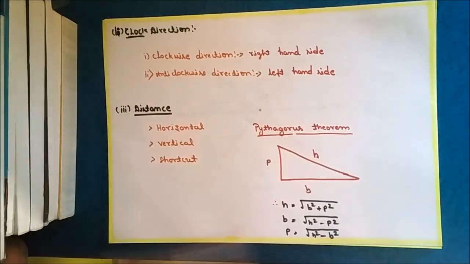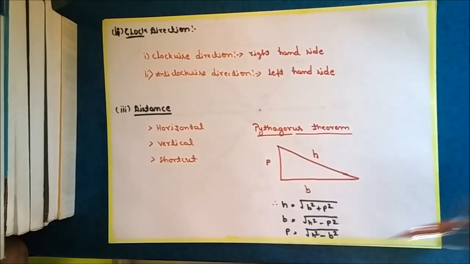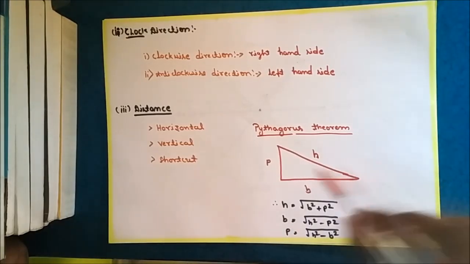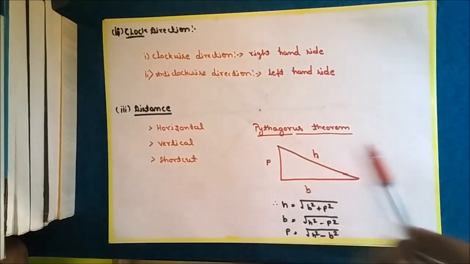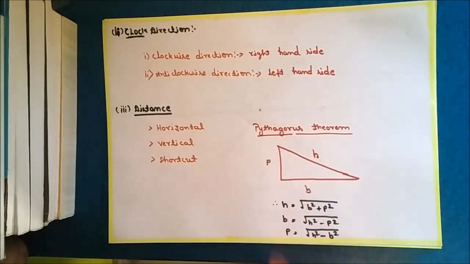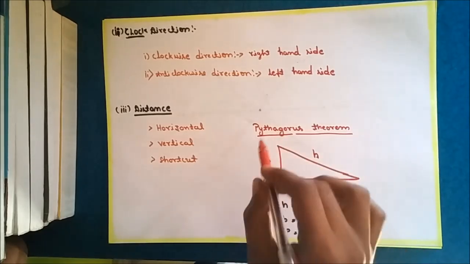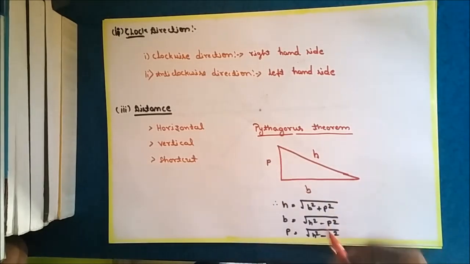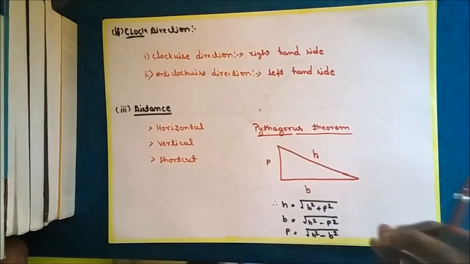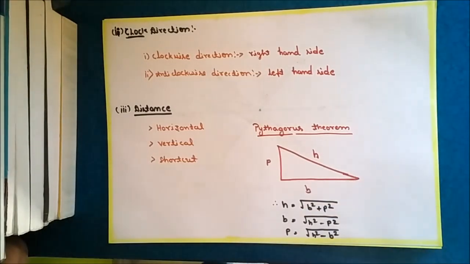And come to third, distance. Friends, this is a basic approach. You have to know this formula, the Pythagoras theorem, horizontal and vertical, and the shortcuts. This is horizontal, this is vertical, and this is shortcut. Friends, you have to remember this Pythagoras theorem, then only you can easily find the answer. We have to find distance in kilometers, maybe in meters, whatever it can be asked in. The basic formula you need to find the distance is the Pythagoras theorem.